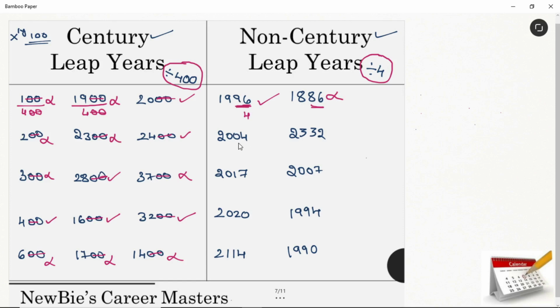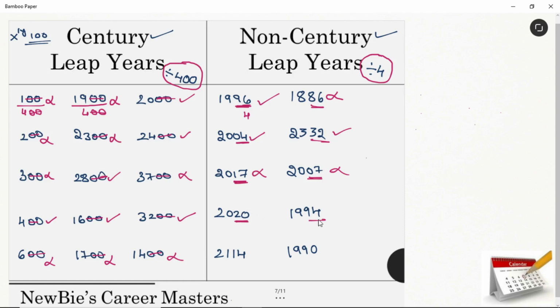Now 2004. 04 is divisible by 4. Then 2004 is a leap year. 32 is divisible by 4, then the 2332nd year is a leap year. 17 is not divisible by 4. Then 2017 is not a leap year. 7 is not divisible by 4. Obviously odd numbers, no? Yes. 7 is not divisible by 4. It is not a leap year. Then 20 is divisible by 4, so 2020 is a leap year.